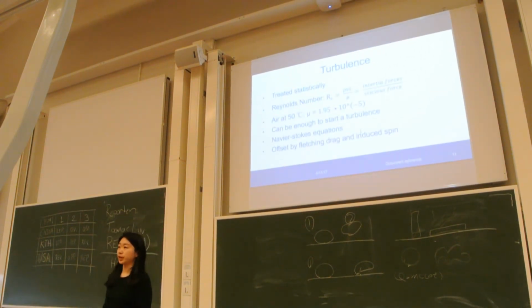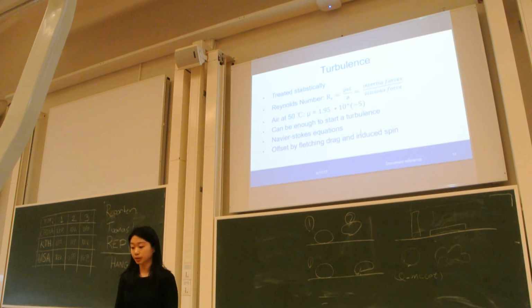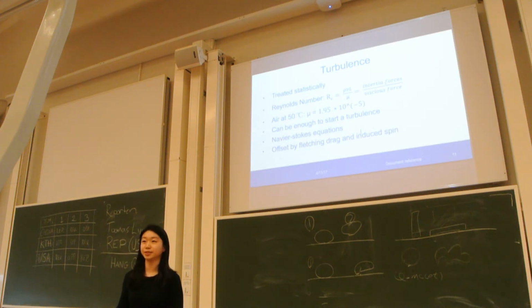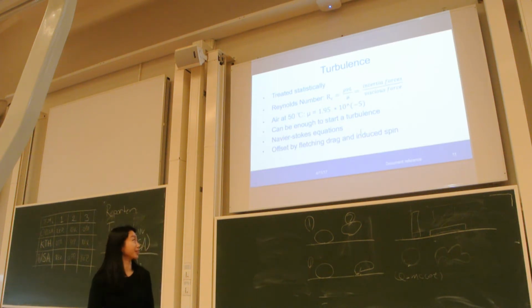Then I also considered the effect of turbulence. Here we consider the Reynolds number. If the Reynolds number is about 10 to the 3 to 10 to the 4th magnitude, it would usually start a turbulence. As we can see from the calculation, the result would be about 2 times 10 to the 4th, which would be enough to start a turbulence. People use the Navier-Stokes equations to calculate turbulence. Unfortunately, these equations have never been solved by anyone, so I don't know how to solve them either. So I can't give a numerical evaluation of that.